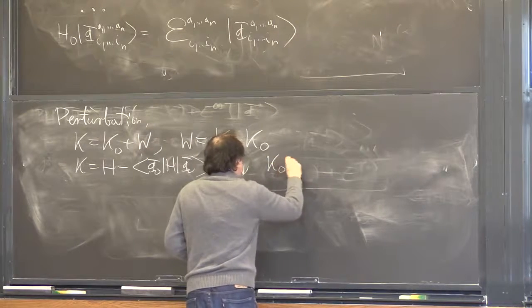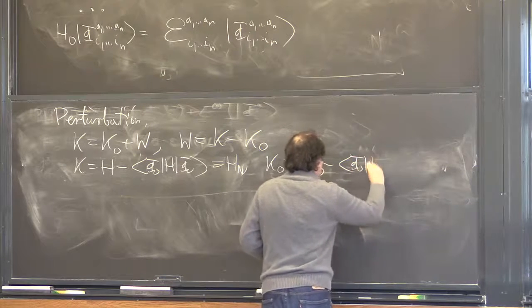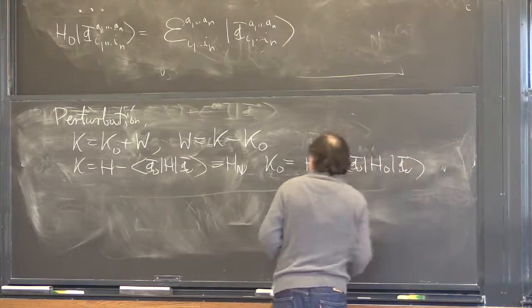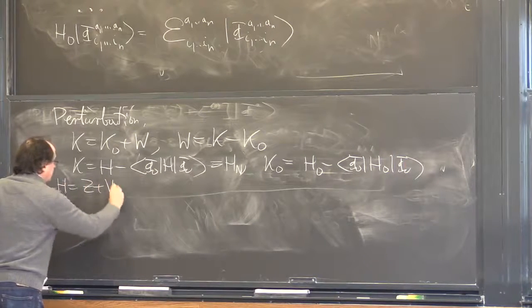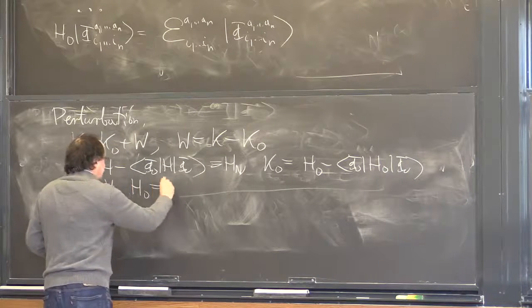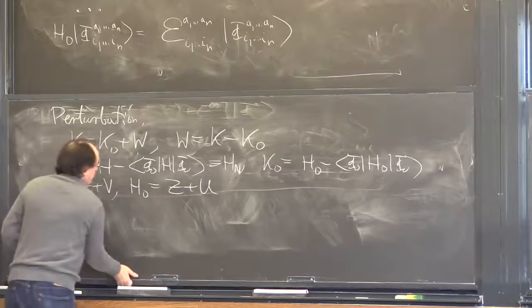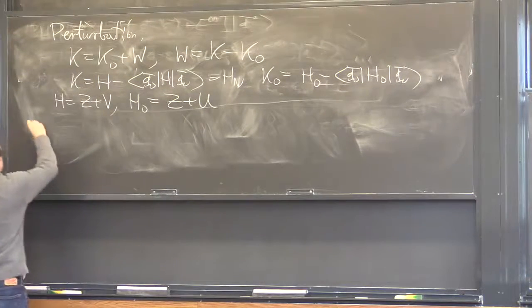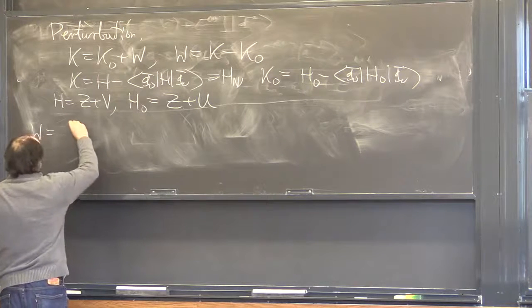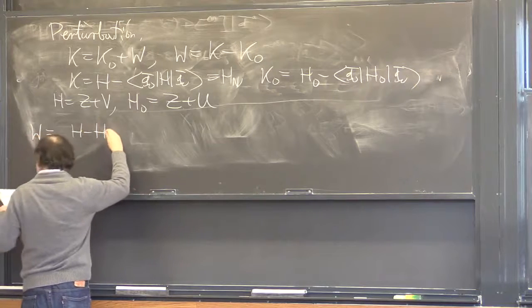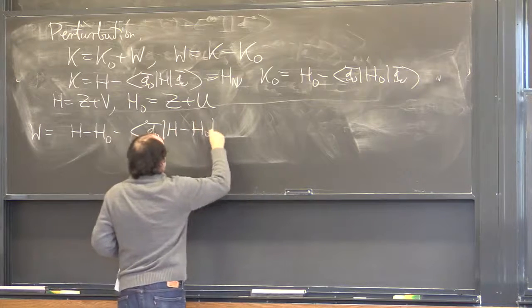And K0 is defined as H0 minus the expectation value of H0. We know that H, of course, is Z plus V, and we know that H0 is Z plus U. So when I substitute all this information, I can very quickly come up with the formula for W. So W is H minus H0 minus the expectation value of phi 0, H minus H0 phi 0, right?